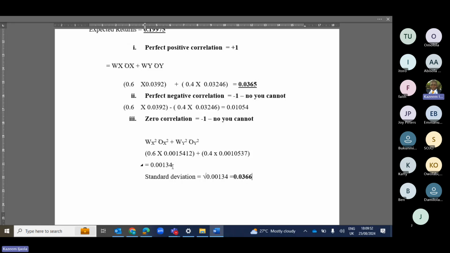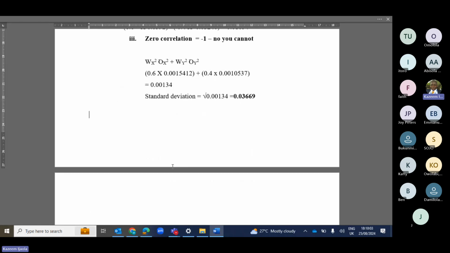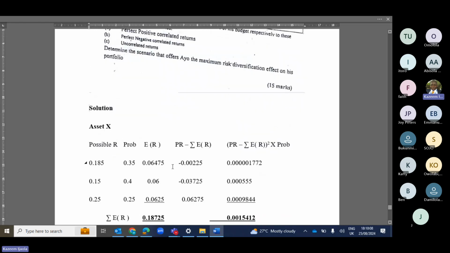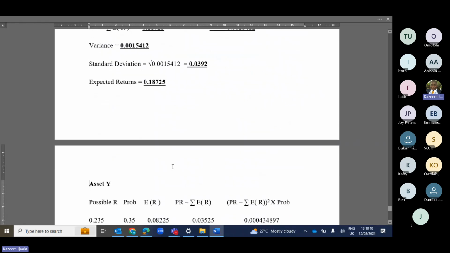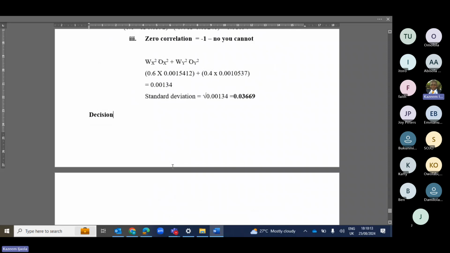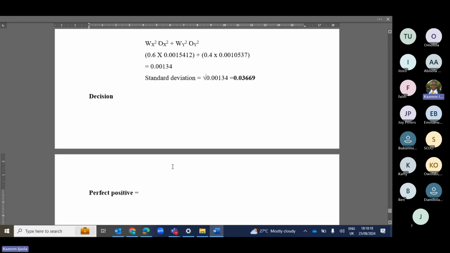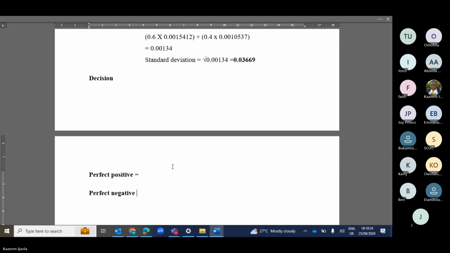0.0366669. Let's say 0.03667. So what is your decision now? They say you should advise him on what he should do. See what they say: which one offers the best return. So which one do you think offers this guy the best? It's not over, you must decide. Perfect positive, perfect negative, zero correlation. So for the zero, this is what we got.